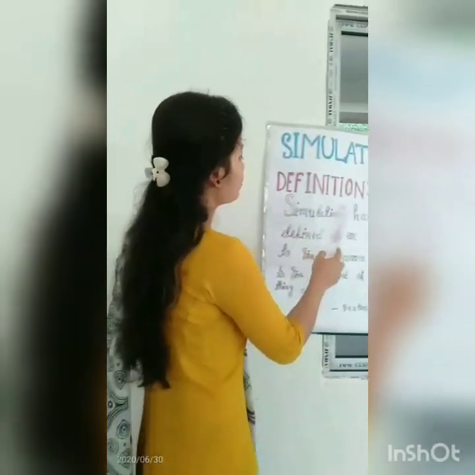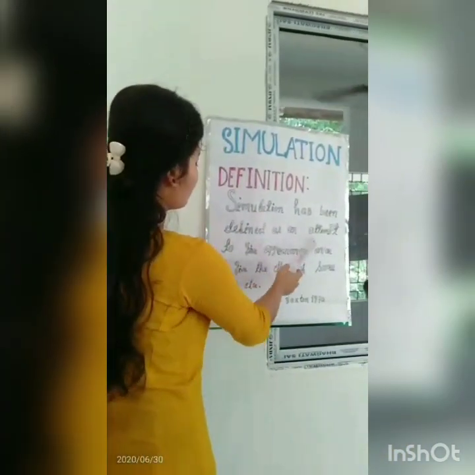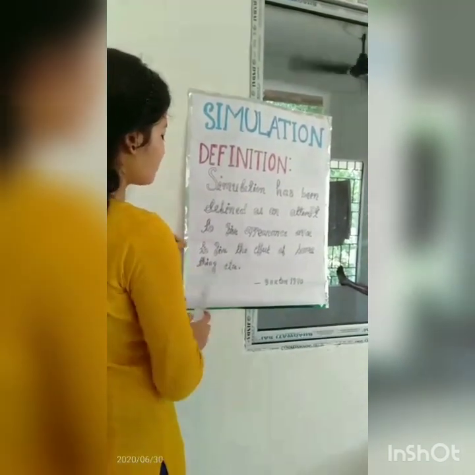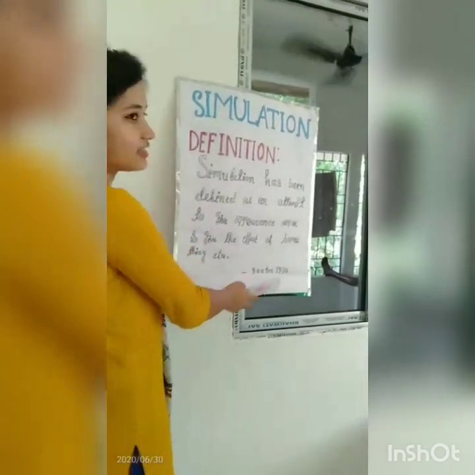Simulation is as old as human beings on earth. Even animals use this technique of simulation by giving some training to their young ones on how to adjust to real life situations or the physical environment. The use of simulation in education is comparatively very recent. Now I will discuss the definition. Simulation has been defined as an attempt to give the appearance or the effect of something else, as given by Bartlett in 1970.